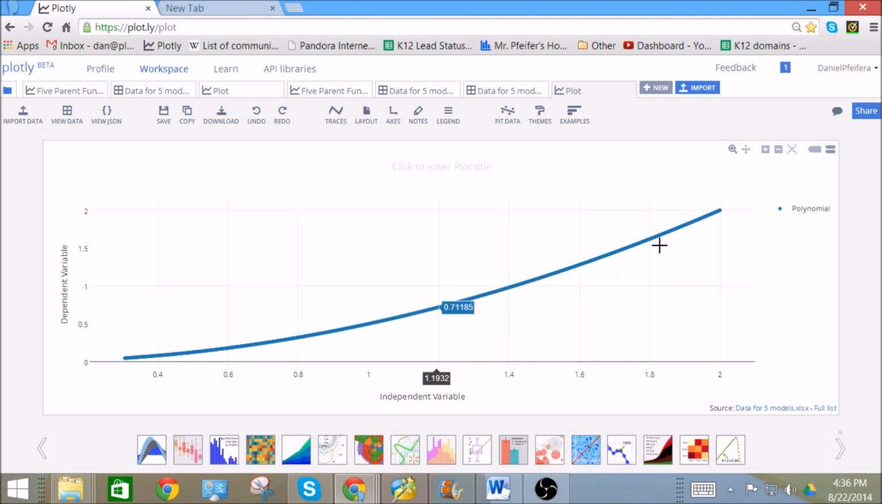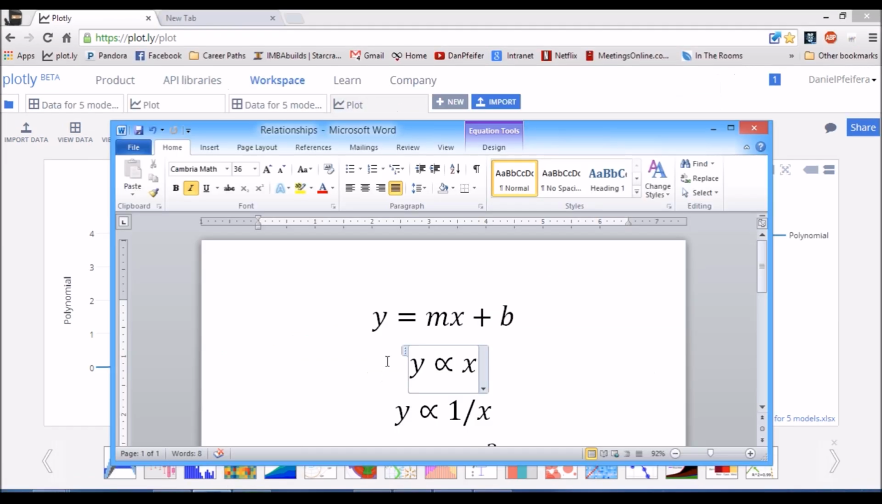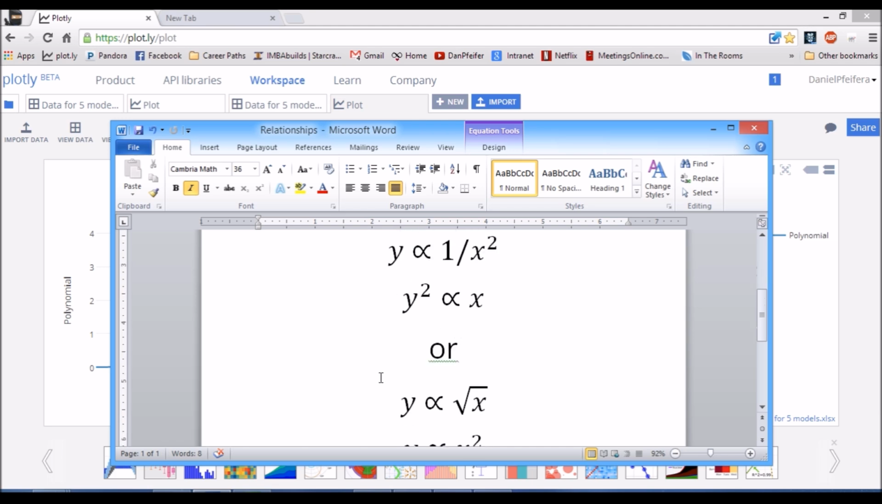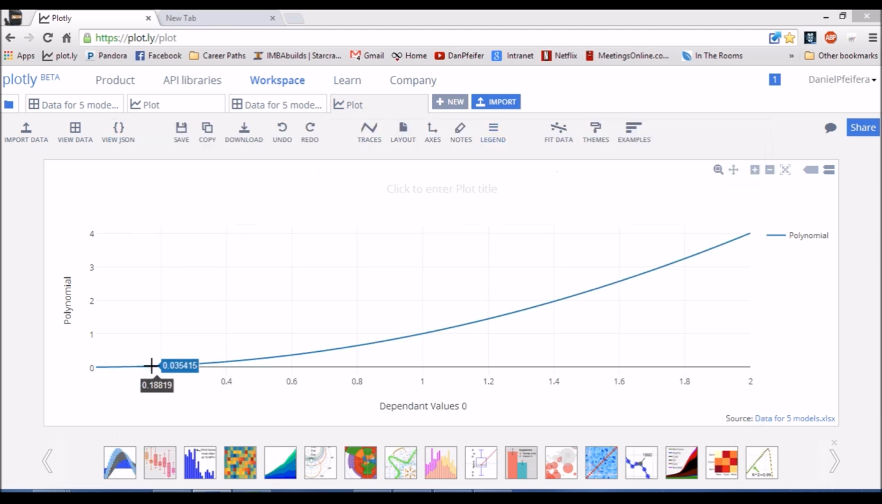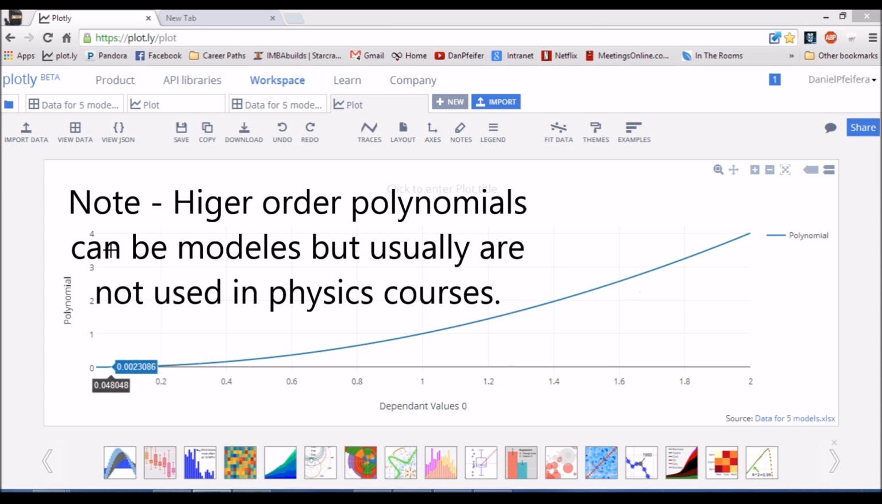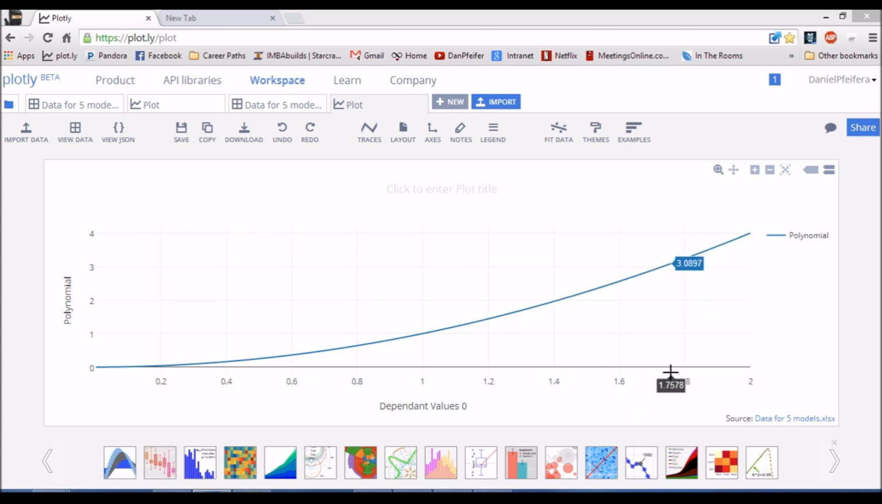We also call this polynomial. In other words, y is proportional to x squared. As my x increases, so does my y. But it is not linear because it's increasing faster in the y direction because the x is squared.